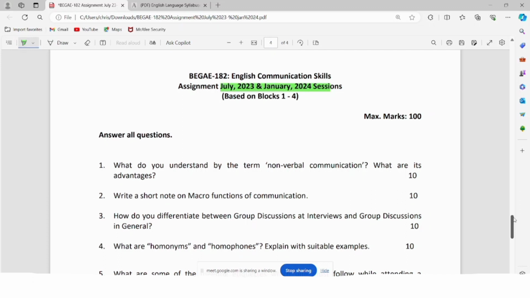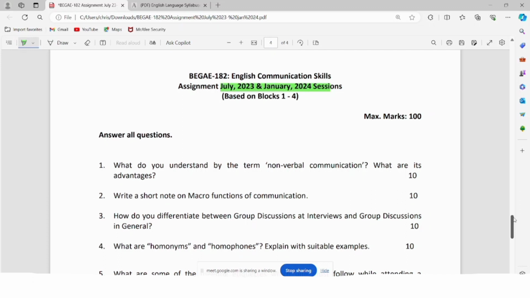5 marks would be a short note. 10 marks would certainly be a short essay, and 20 marks would be a long essay. Fortunately or not, you don't have any long essays to write. All your answers are for 10 marks. So certainly you will have to plan and write.